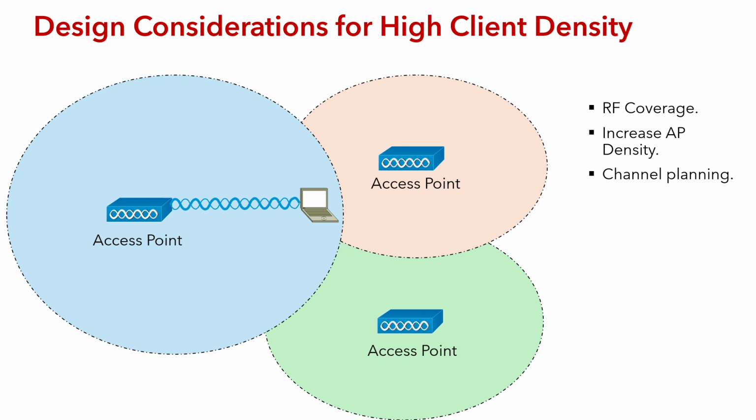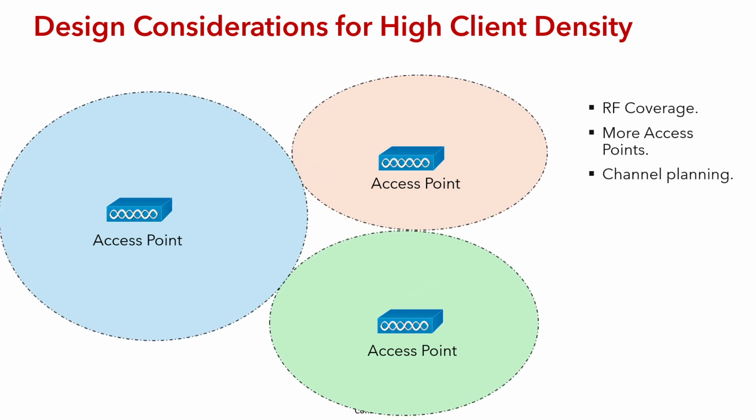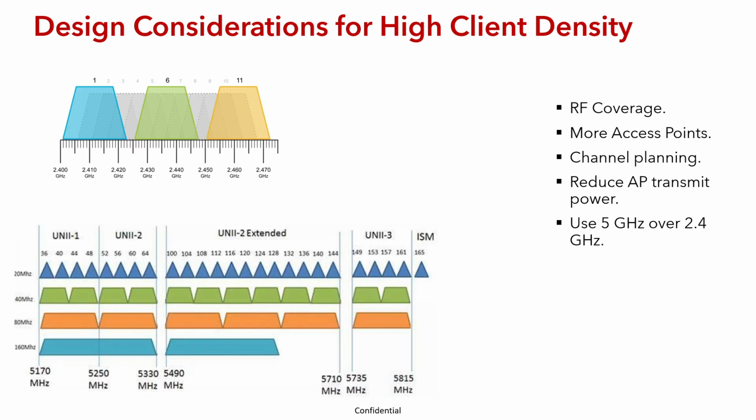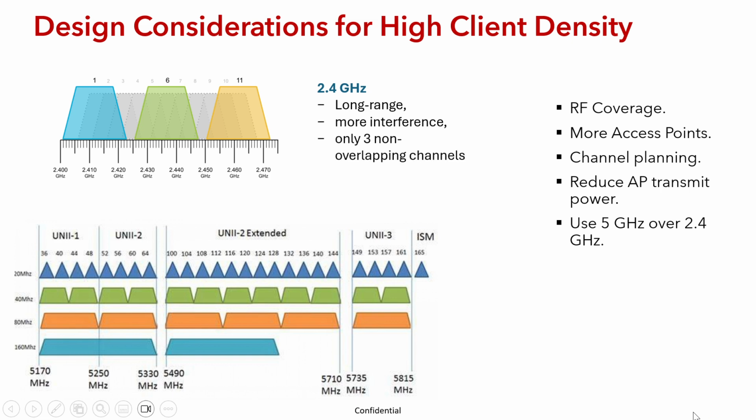You can use more APs with lower power settings, or use smaller cell sizes with lower power levels, to minimize interference. You can also reduce AP transmit power, which will prevent clients from connecting to distant APs. You can use 5 gigahertz over 2.4 gigahertz, because 2.4 gigahertz will give you long range but more interference, and only 3 non-overlapping channels.